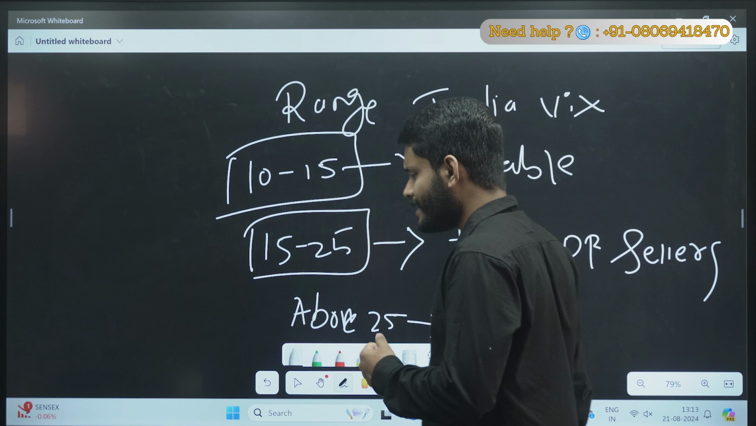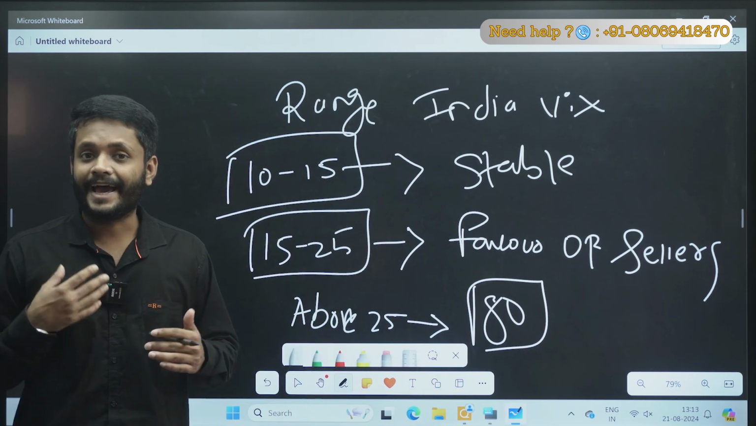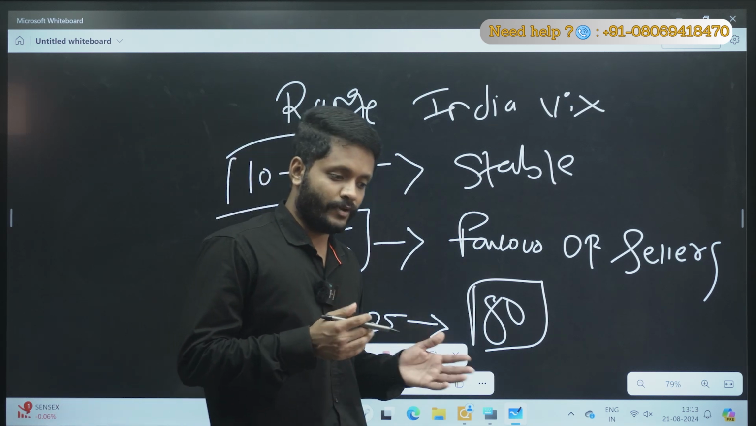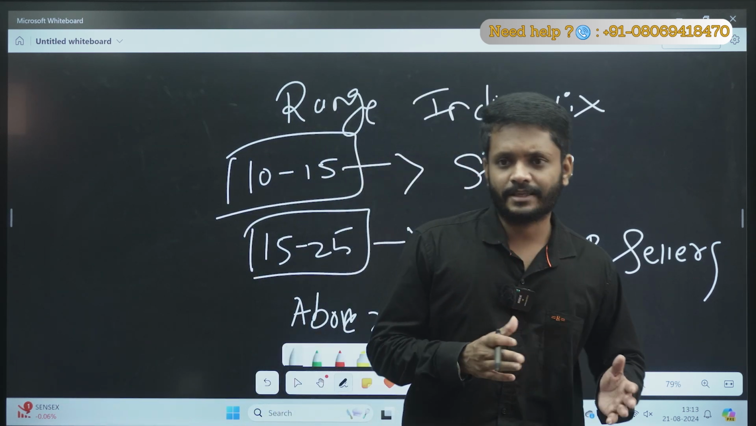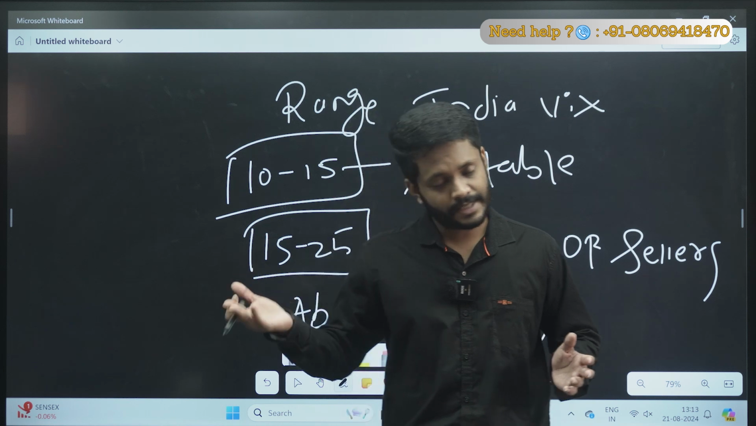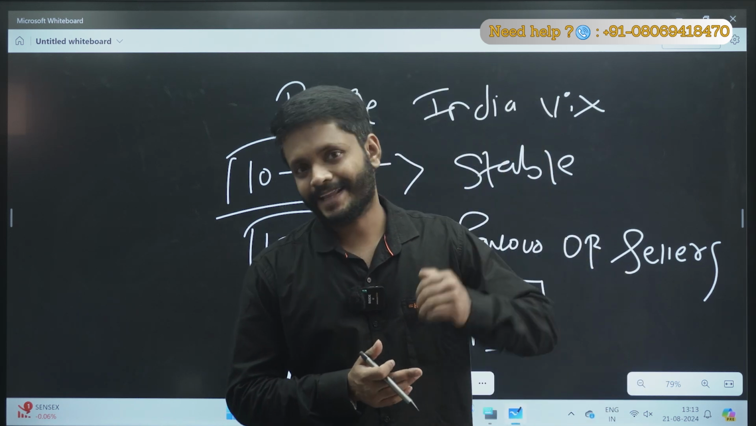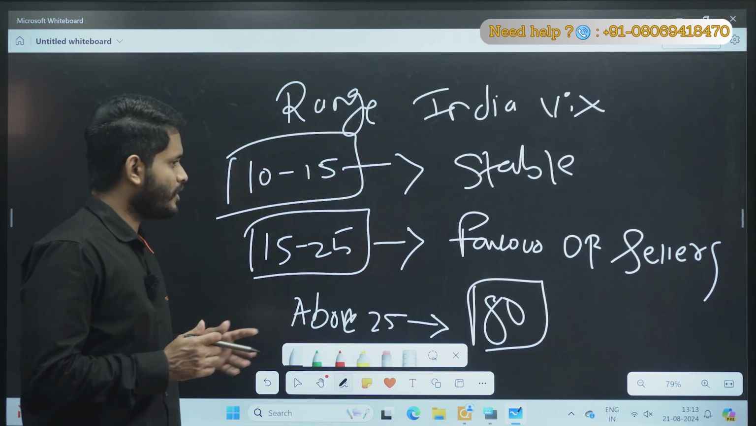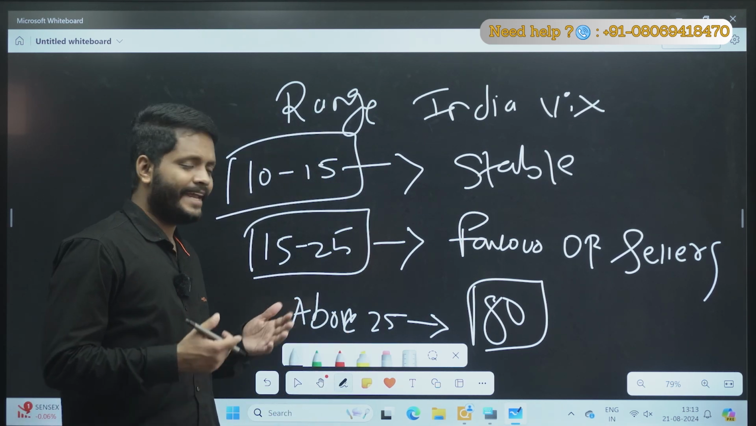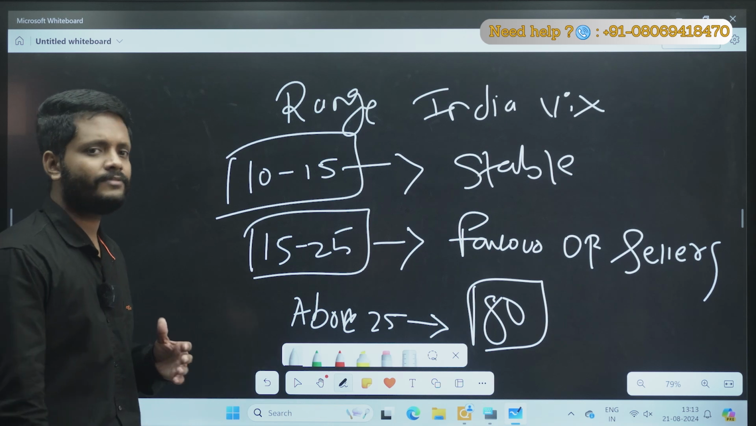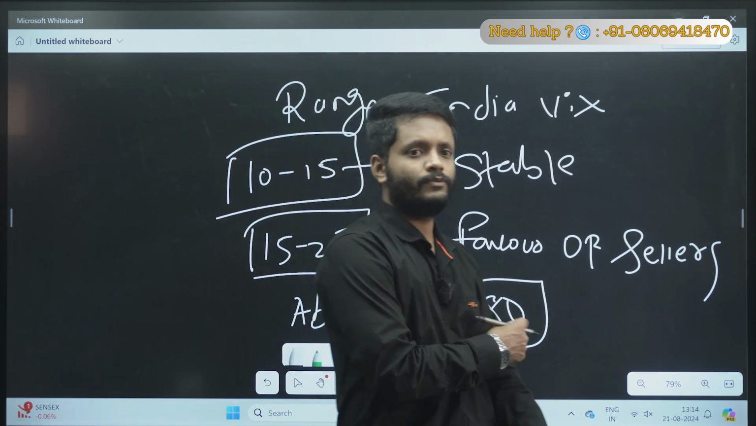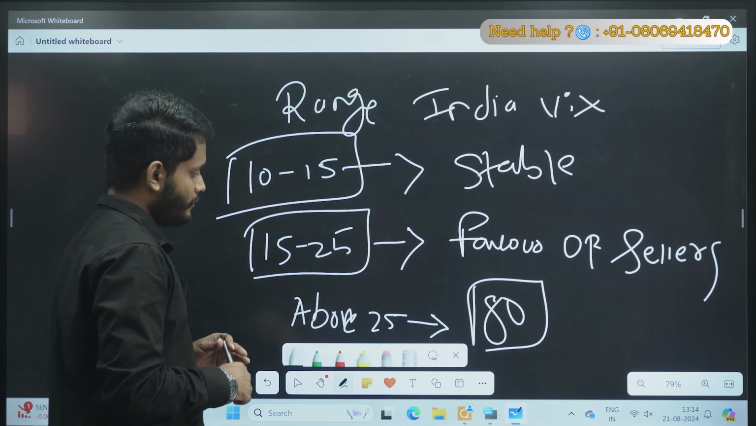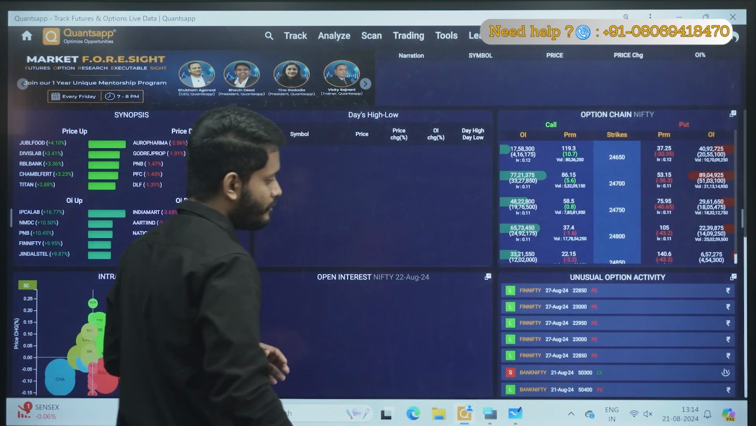Why so? Because as we saw, there is a direct relationship between the volatility and the option premium. Whenever the volatility rises, the option premium will also rise. But when the volatility drops down, even the option premium is bound to drop down. So whenever the India VIX is above, say, 18, 20, more than 20 or about 25, that is a rising volatility environment, and it is always advisable that you do not try option buying at that point. I hope this is clear to everyone.